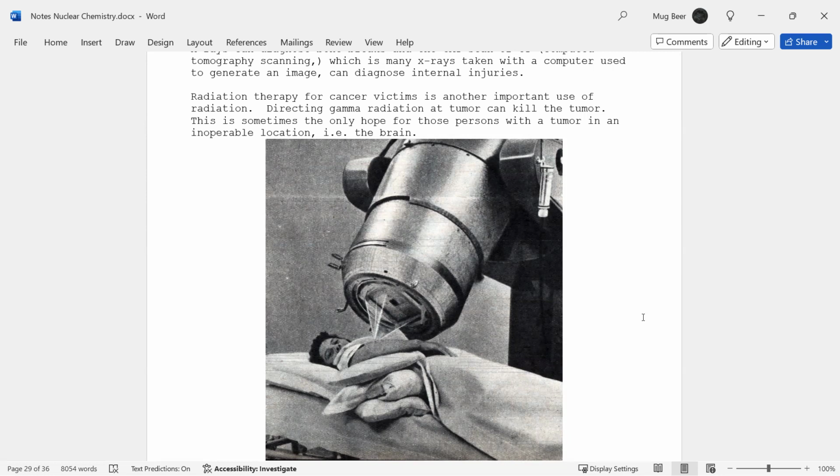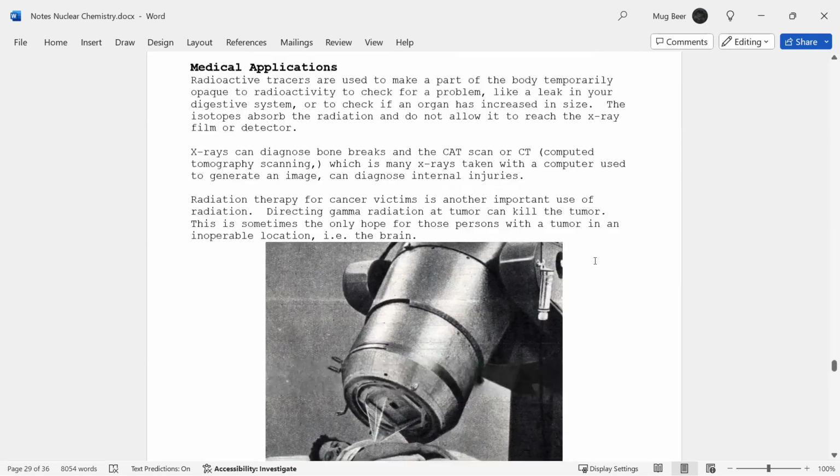Obviously, X-rays are super useful to us. We can find out where a break is. We can find out where other specific things are. Kid swallows a magnet, whatever, you can find it. Any kind of metal stuff.